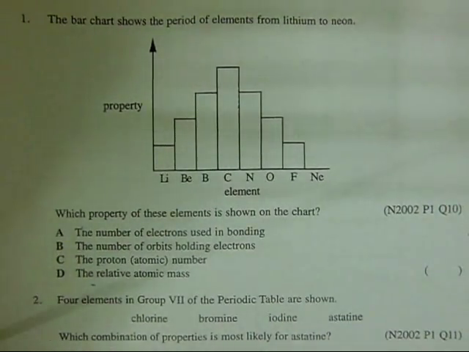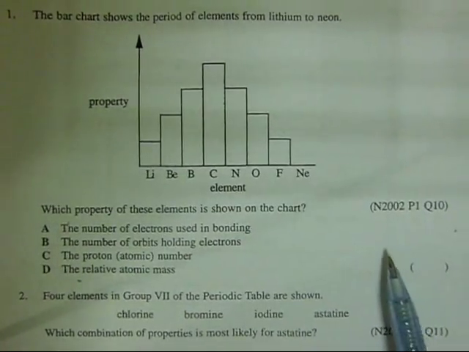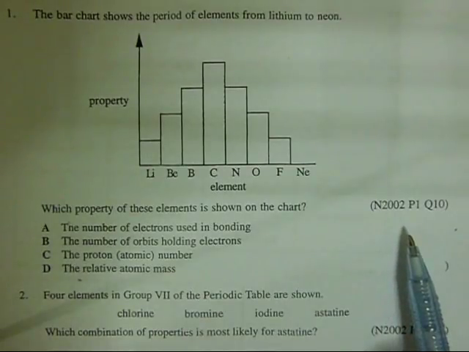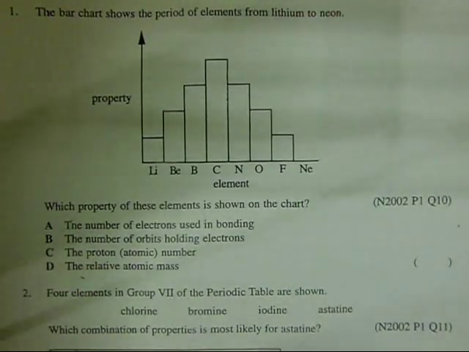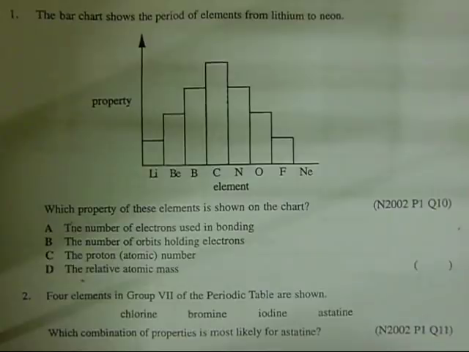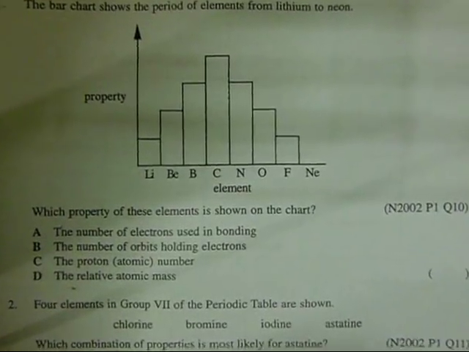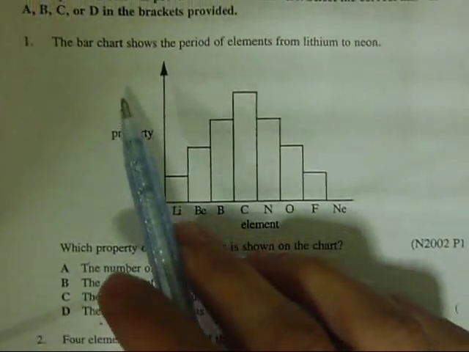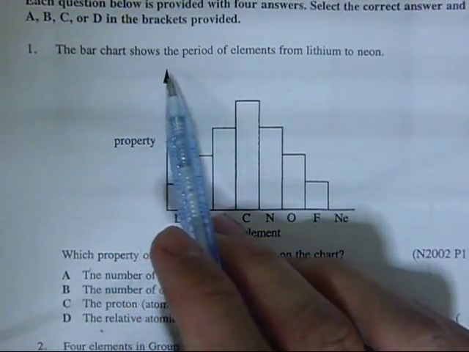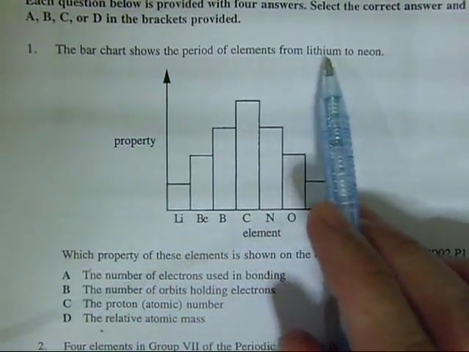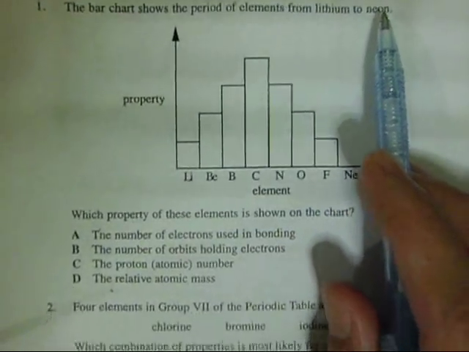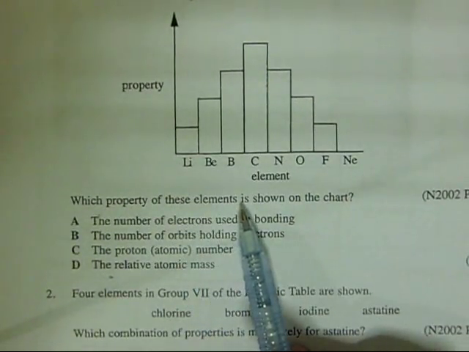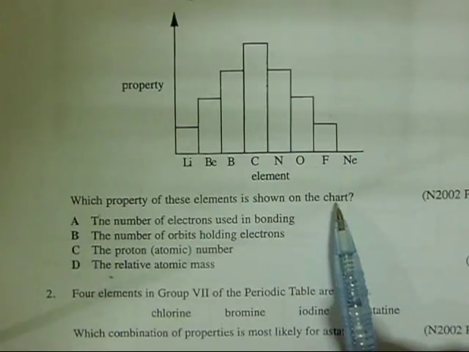Okay, this is a combined science chemistry for TYS for the periodic table chapter. Now this question is from 2002, paper 1, question 10. Now the bar chart shows the period of elements from lithium to neon. Which property of these elements is shown on the chart?